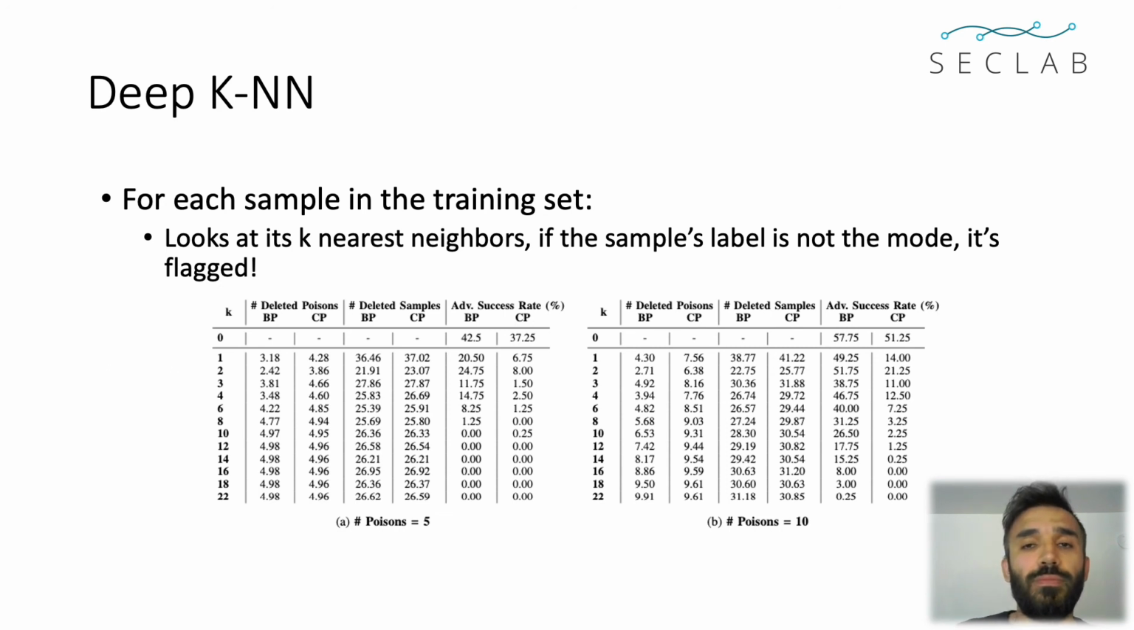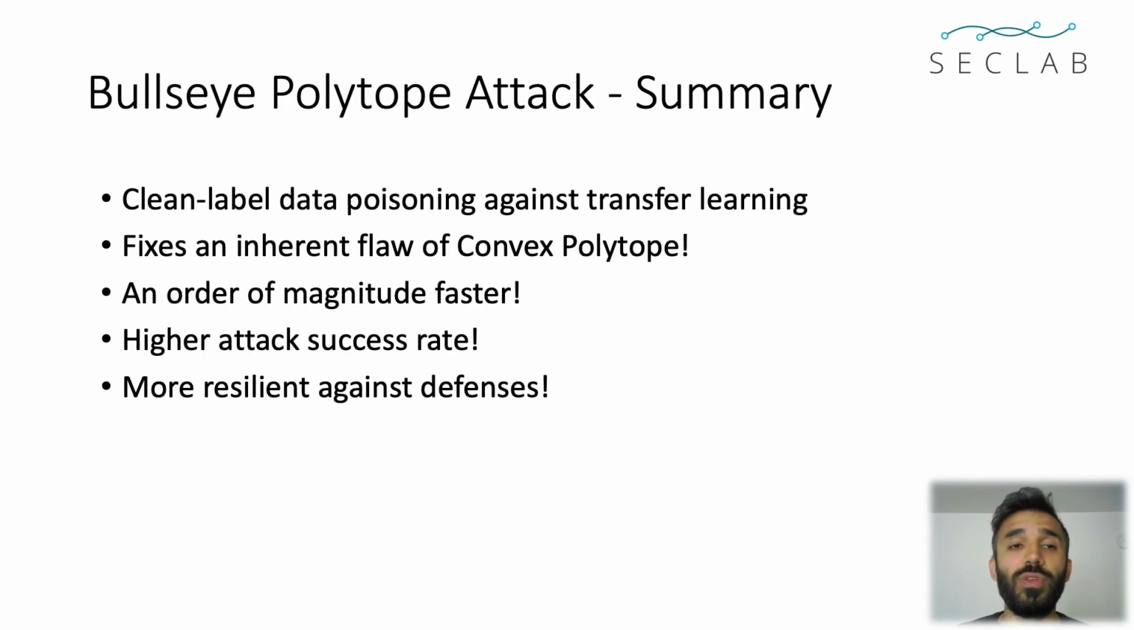In summary, in our work, we propose a clean label data poisoning attack against transfer learning. It fixes an inherent flaw of Convex Polytope, which was the state of the art in this setting. It's an order of magnitude faster than that, it has a higher attack success rate, and it's also more resilient against defenses.